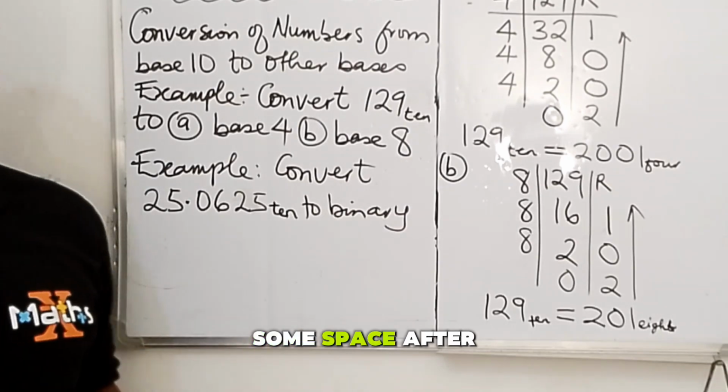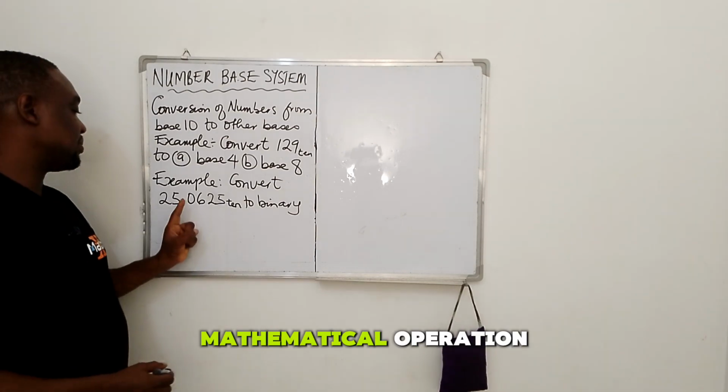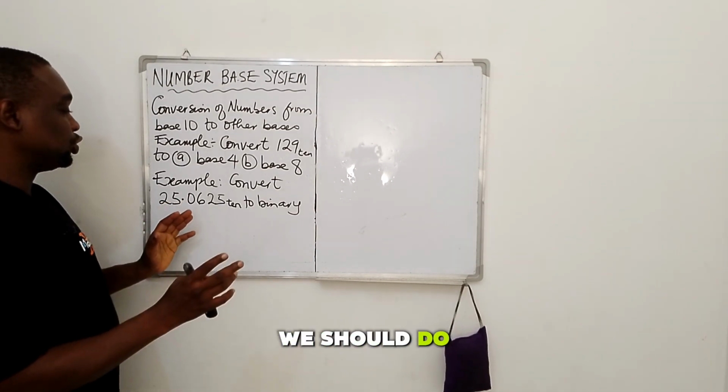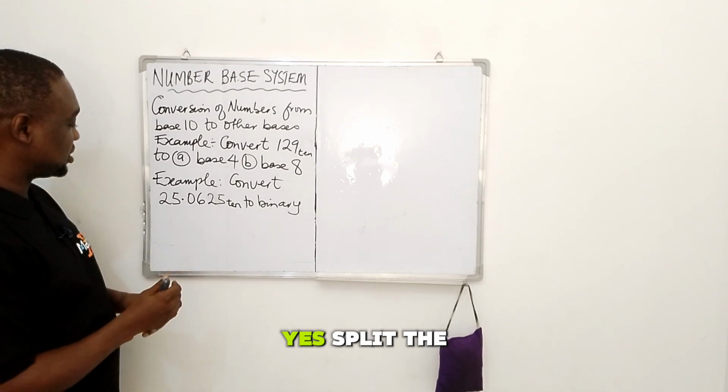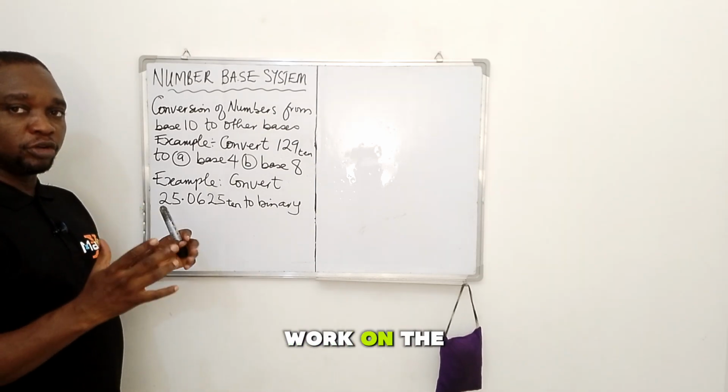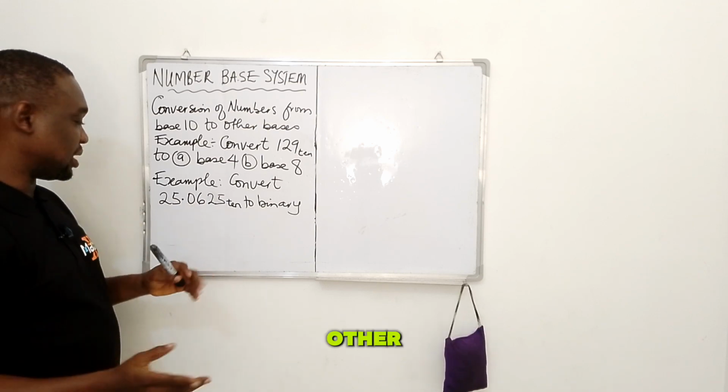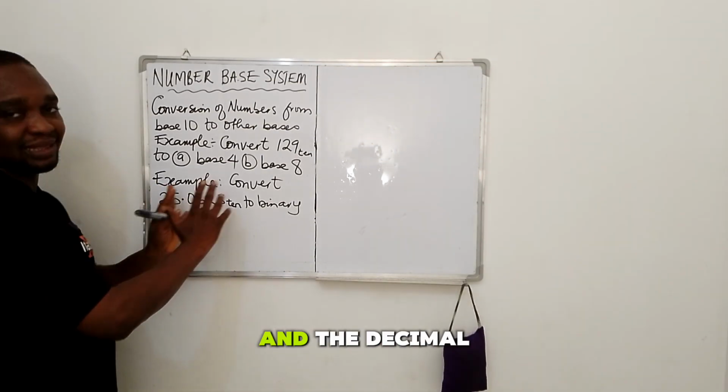So I'll need some space. I have to take these things off. For this particular mathematical operation, the first thing we should do is to split the numbers. Yes, split the numbers, because we're going to work on the numbers independent of each other, as in the whole number side and the decimal side.